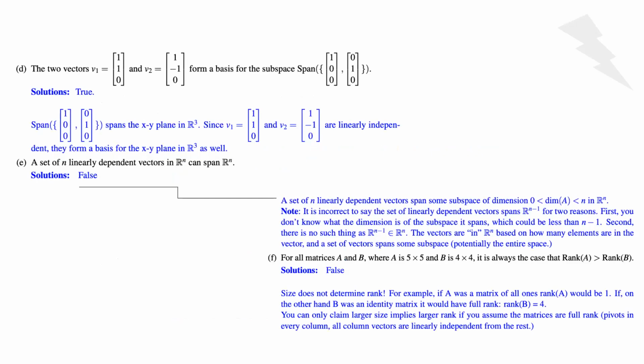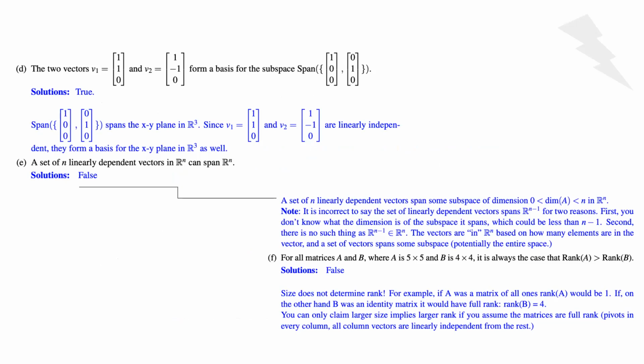Okay, cool. And so for part D, it says the two vectors v1 equals (1, 1, 0) and v2 equals (1, -1, 0) form a basis for the subspace spanned by (1, 0, 0) and (0, 1, 0), or essentially the span of those two vectors. And our solution to this is true.